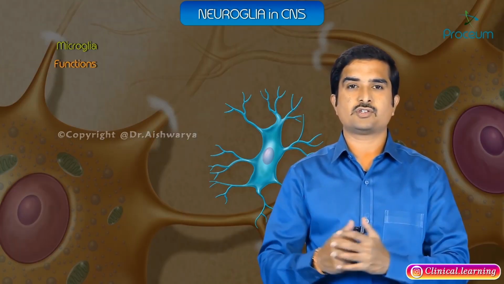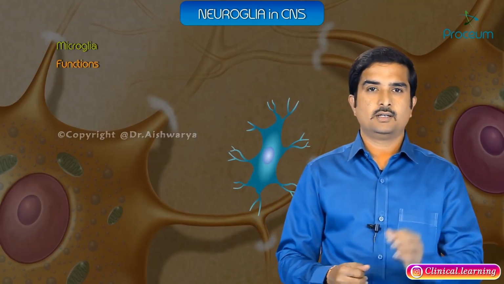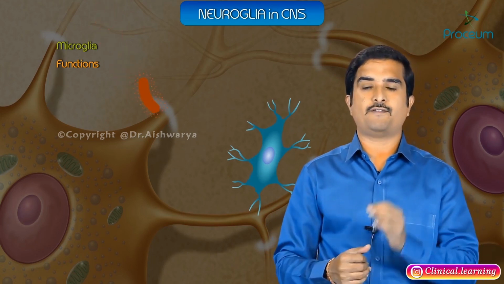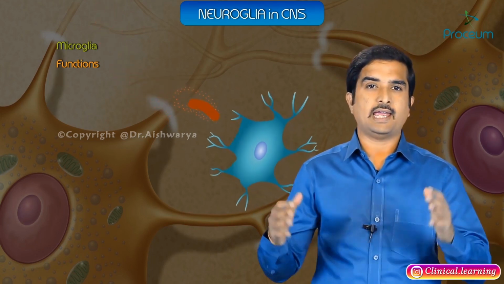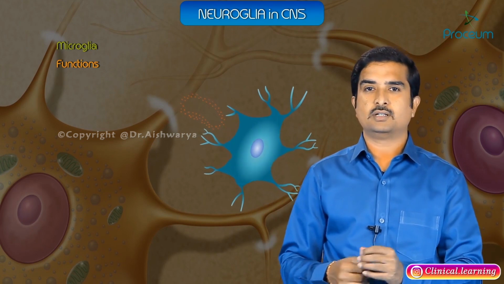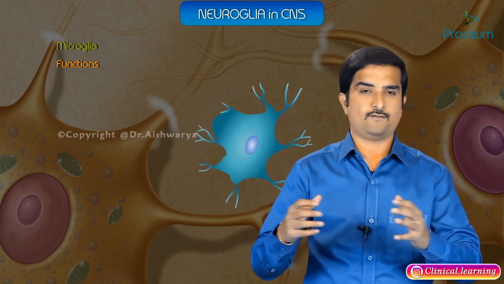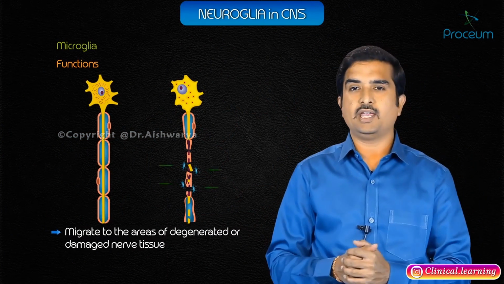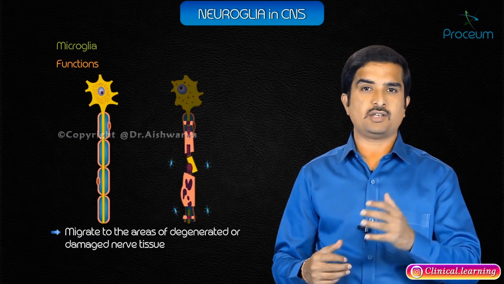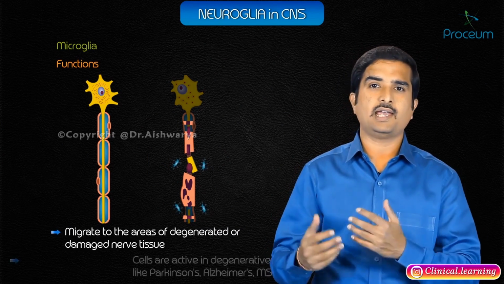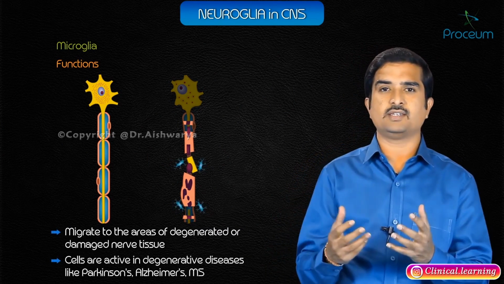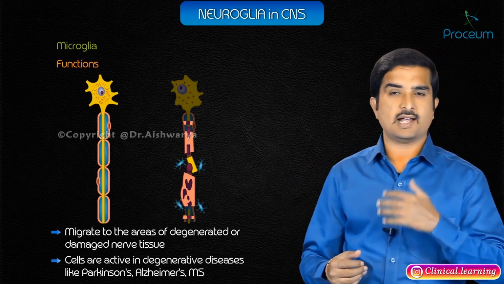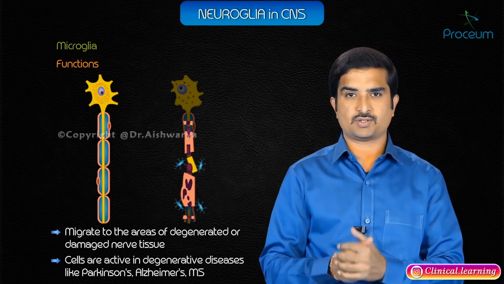And what are the functions of these microglial cells? Microglia enlarge during phagocytic activity and engulf the invading pathogen and clear the debris during inflammation. They can retract and migrate to the areas of degenerated or damaged nerve tissue and are highly active in degenerative diseases like Parkinson's, Alzheimer's and multiple sclerosis.